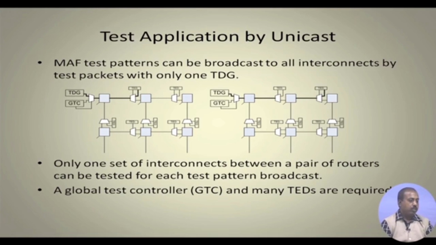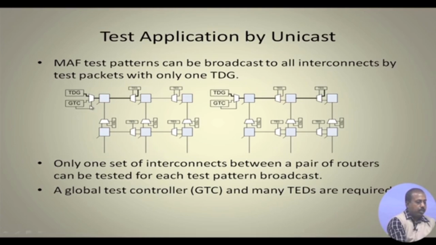The other possibility is to have a global test controller. This global test controller will have the TDG, the test data generator. The test data is generated at one TDG and transferred to all the links. So MAF test patterns, the maximal aggressor fault model test patterns, are broadcast to all interconnects by test packets with only one TDG. I have got only one TDG here, so it will be broadcast to all of them, and there is a global test controller.